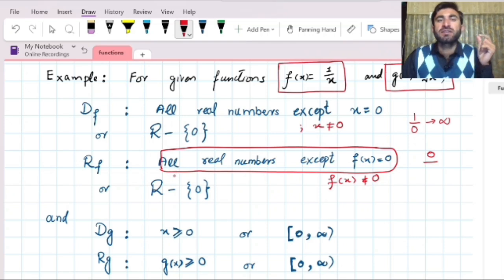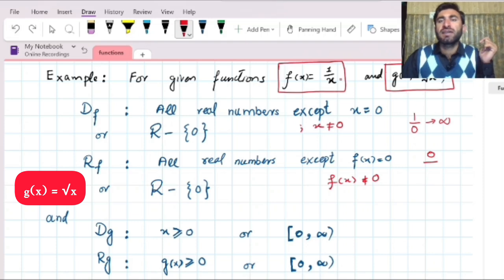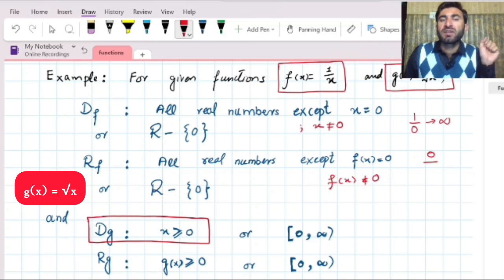Now let's consider the domain and range of function g. The g of x function was given as square root of x. Now, as we have earlier seen, we cannot put negative numbers in the square root. So negative numbers will not be part of the domain of function g. That's why we wrote the domain of function g is x greater than or equal to 0. Only 0 and greater numbers can be plugged into the function g. That is why the domain is x greater than or equal to 0.